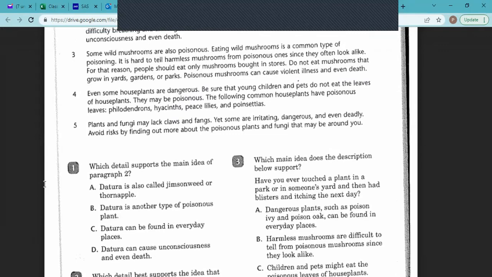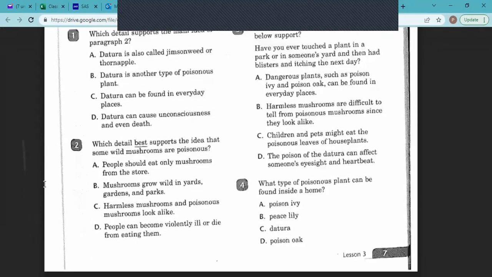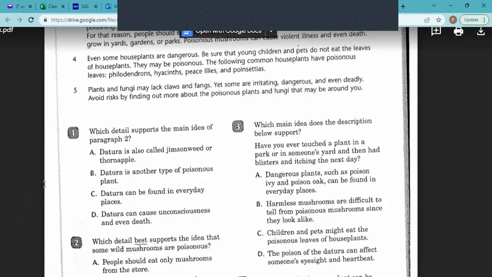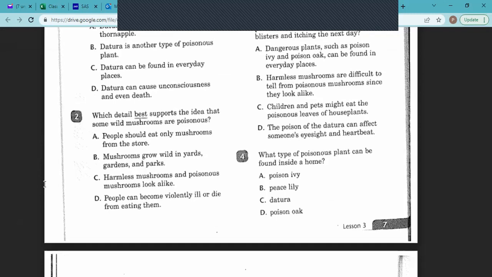All right. So hopefully you looked at paragraph 4, because it does say in paragraph 4, the following common houseplants have poisonous leaves: philodendrons, hyacinths, peace lilies, and poinsettias. So out of the 4 that's mentioned, the only one that actually shows up in the answer is going to be B, the peace lily.